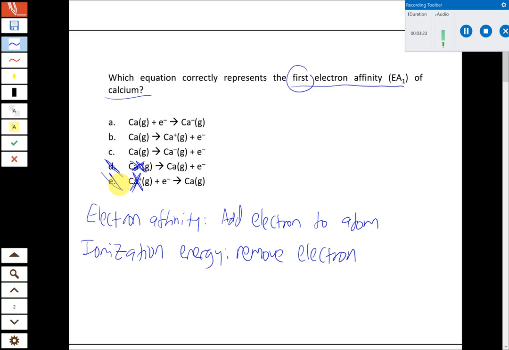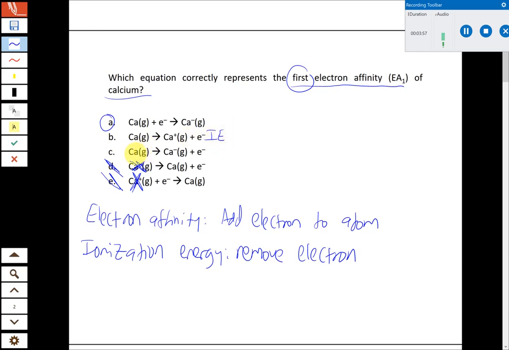Now to think about the rest of these, we have to look at which of these deals with adding an electron. In choice A, it's calcium plus electron going to calcium minus. And that's exactly what we want for electron affinity. So this is the one we want to pick. Choice B is losing an electron, calcium going to calcium plus plus electron. This was the answer that most people picked. This actually represents ionization energy. So it is easy to get those two confused, electron affinity and ionization energy. This second one is ionization energy, but it's not what we're looking for here.